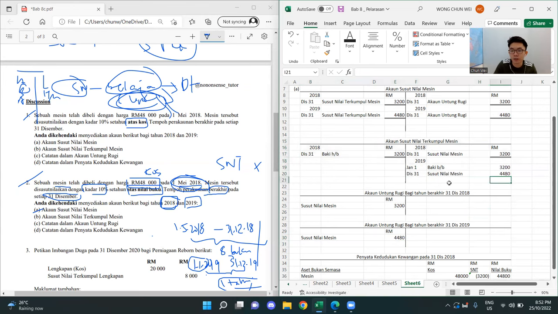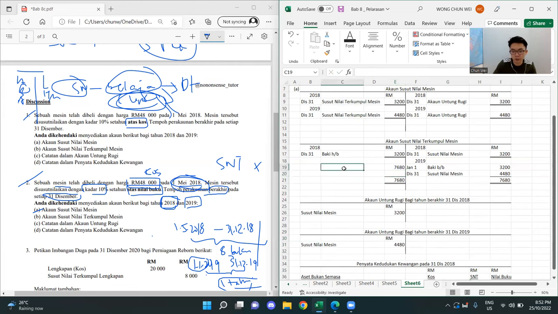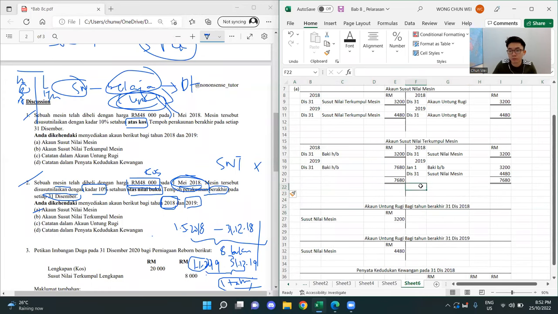Okay, then what about your SNT? So SNT, same thing. You do HB and BB. So now, one line, double line. Add them up. 7,680. 7,680 on your debit side also. So this figure will be 7,680. Okay, so this one is your Baki HB on December 31st, 2019. So when there's a HB, you must have a BB. January 1, Baki BB, 7,680.